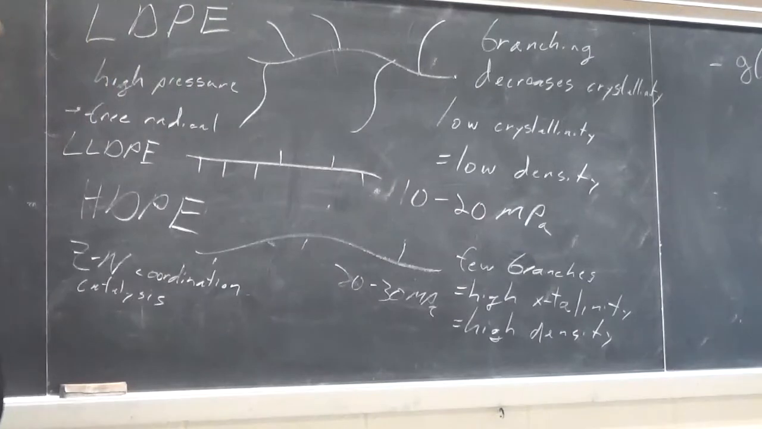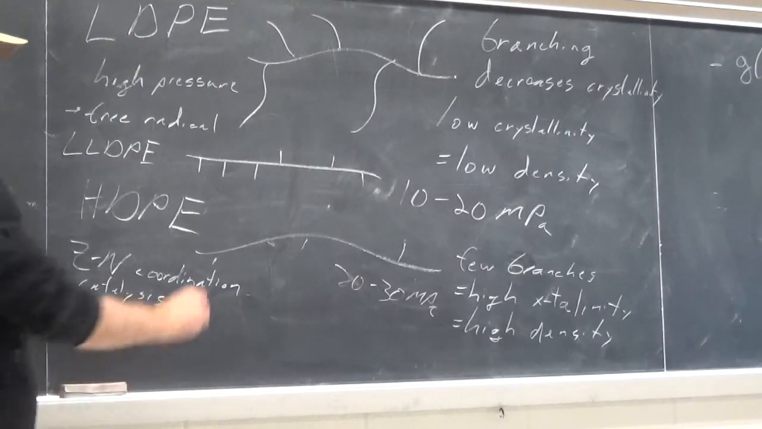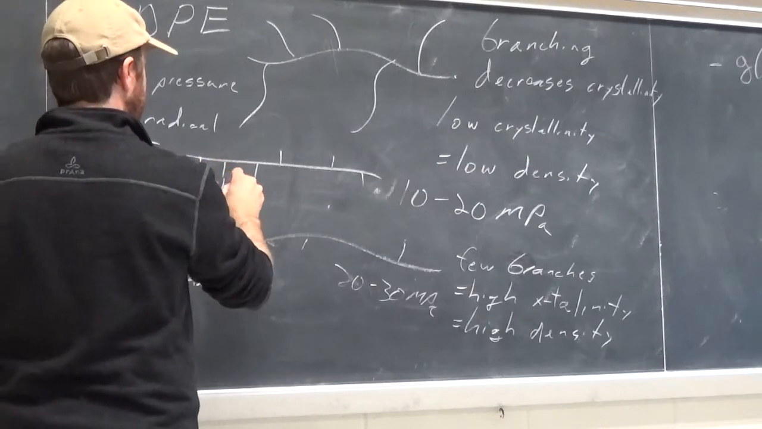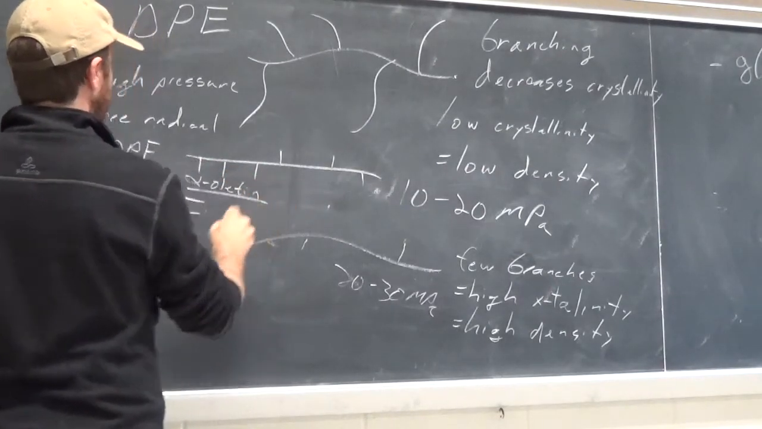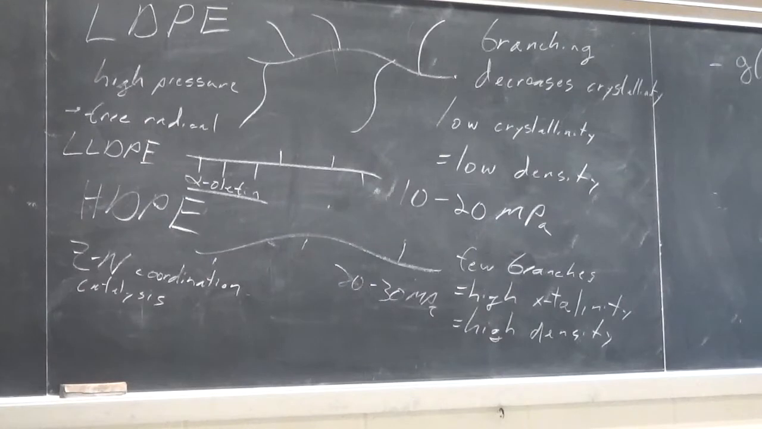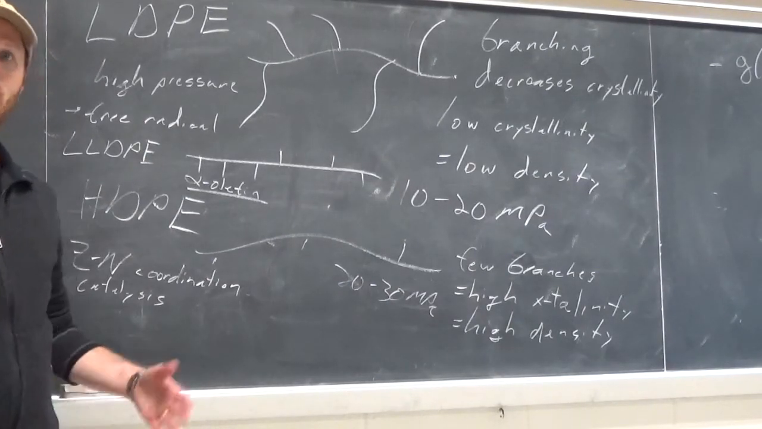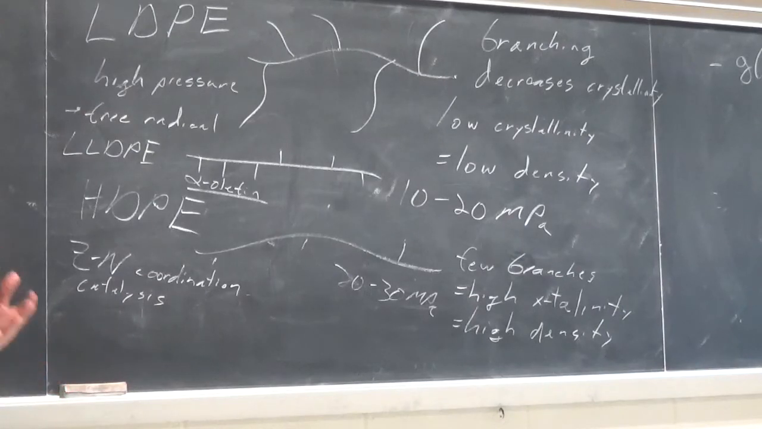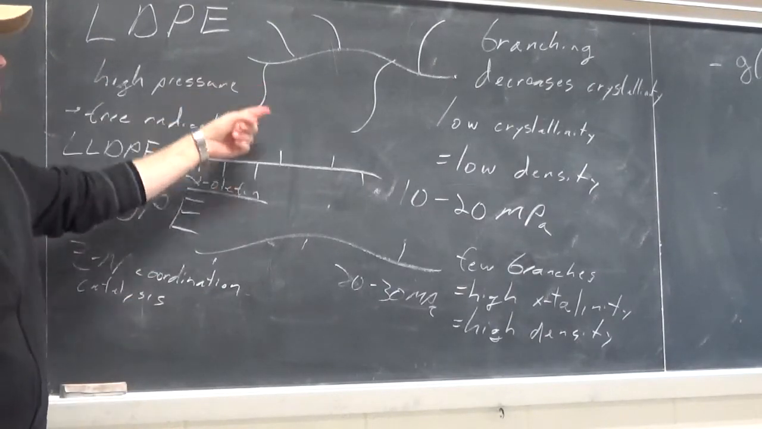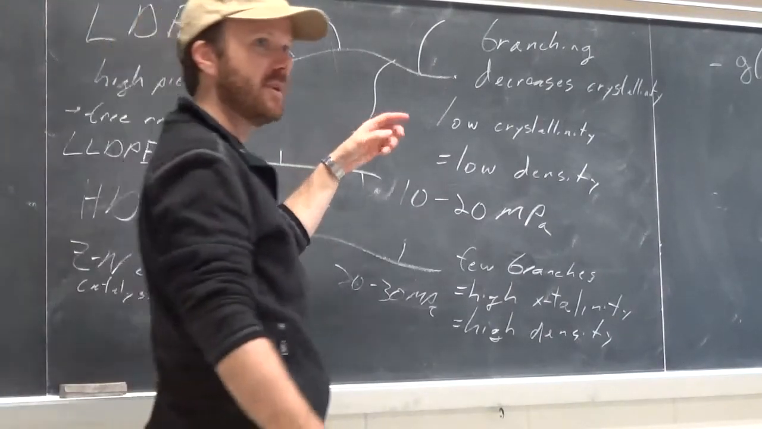Where do the short chain branches come from? The alpha olefin content that we use in the linear low density polyethylene synthesis with Ziegler-Natta. So when you go out in the real world, linear low density polyethylene is different than low density polyethylene. So the type of branching also makes a big difference.